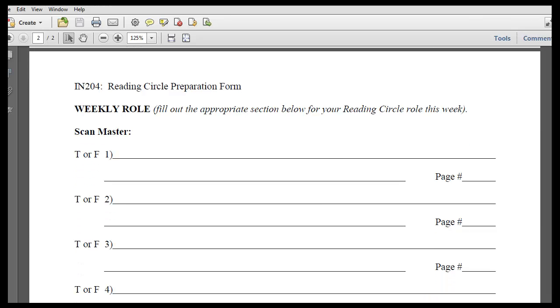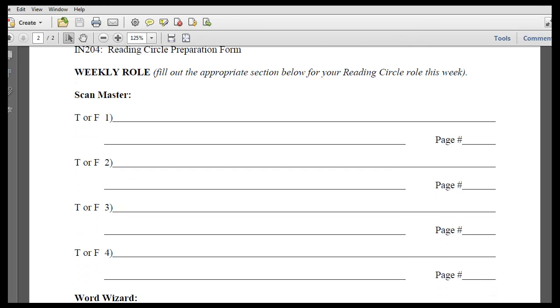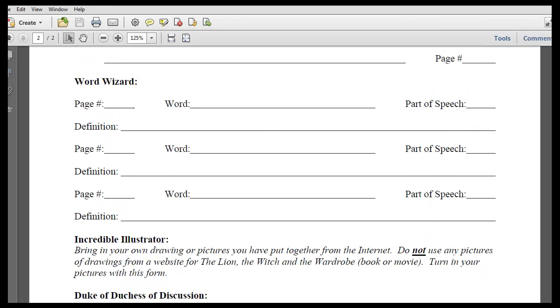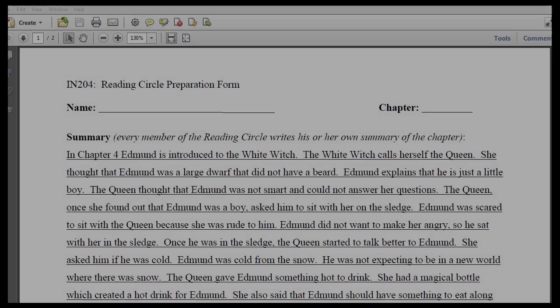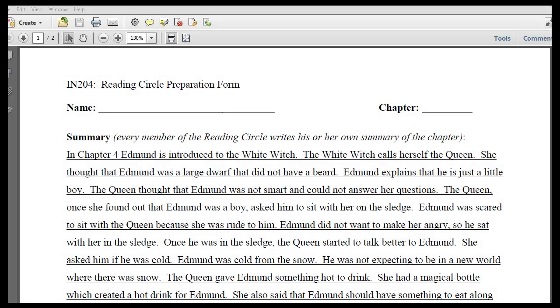Here's what the Scan Masters looks like, the Word Wizard, instructions for the illustrator, and then a final thing for the Duke or Duchess of discussion. When you come to class, be sure that you have filled out your roles in addition to the summary.